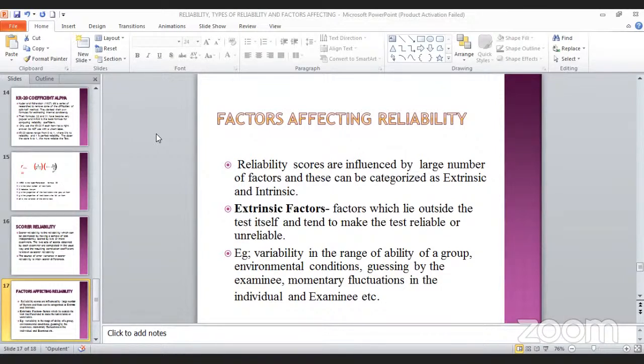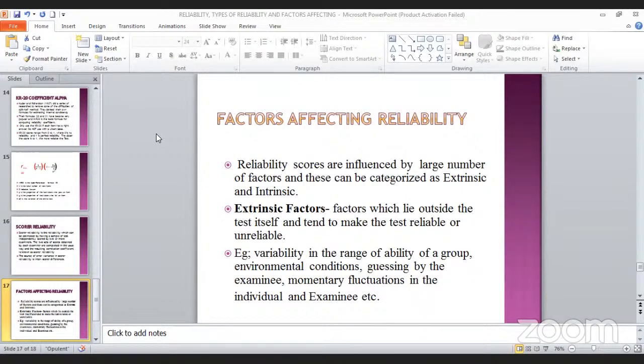One, variability in the range of ability of a group. In the case of group variability, if the group of examinees is homogeneous in their ability, the reliability of the test scores is likely to be lower. But if the group is heterogeneous with respect to ability, then the reliability of the test scores is more likely to be high. That is about variability in the range of ability of the group.